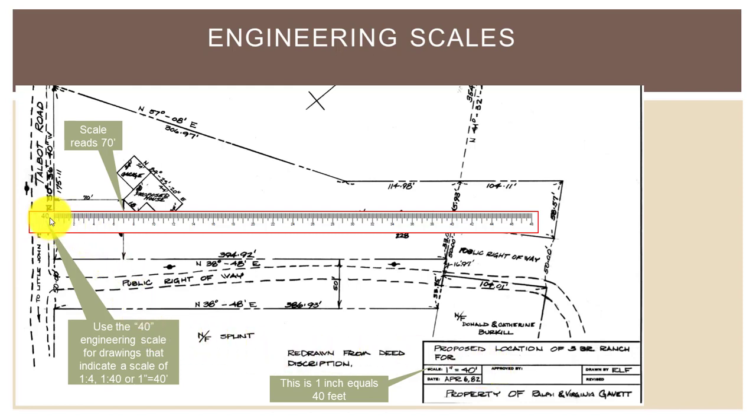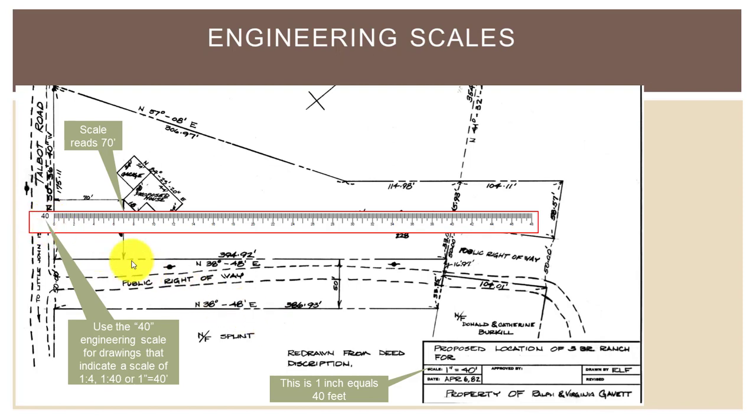If you put an engineering scale down on this piece of property and measure the distance from that property line out to the corner of the house, it's given there as 70 feet by using a 1 to 40 or 1 inch equals 40 foot scale. And this is actually really a 1 inch equals 40 unit scale, and it can be used for any division of 40. It could be 1 to 4, it could be 1 to 40, it could be 1 to 400.